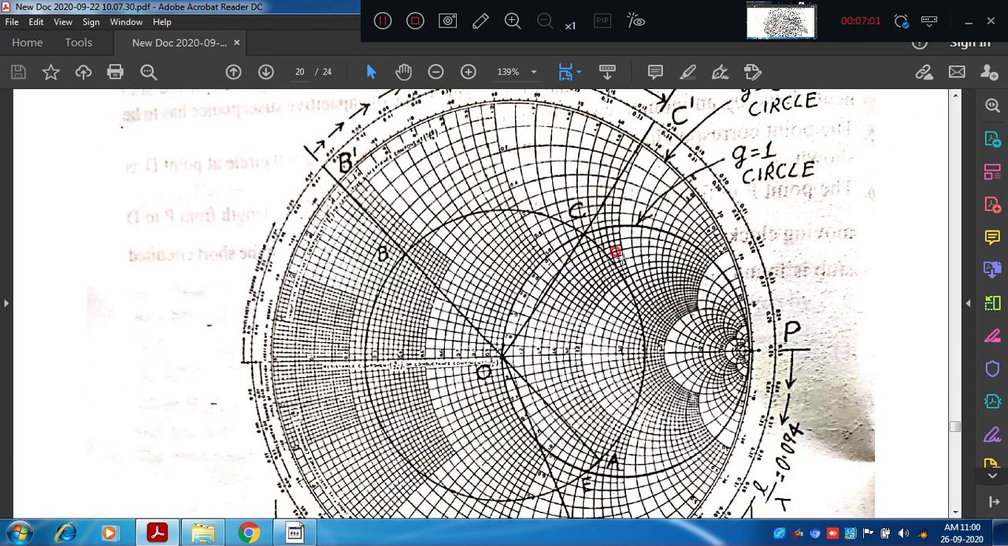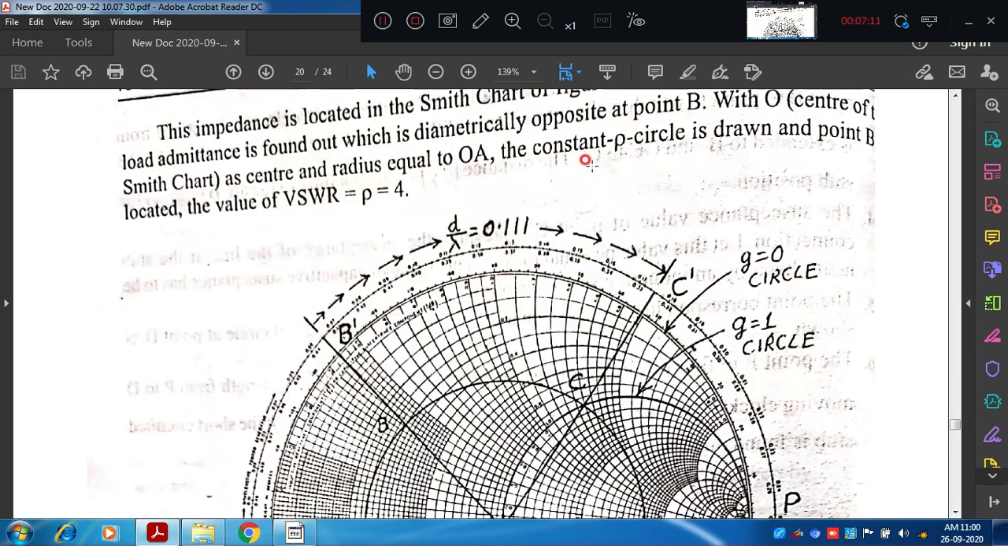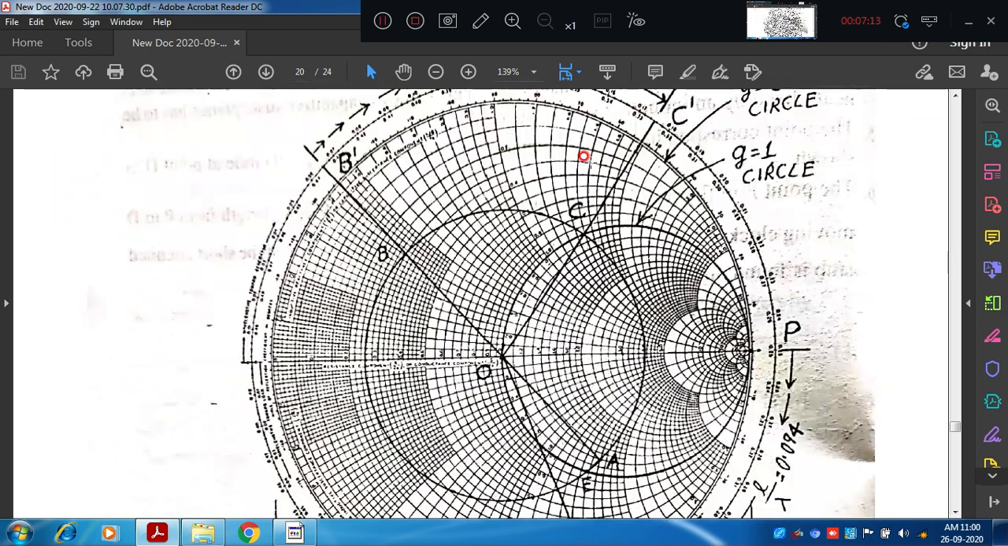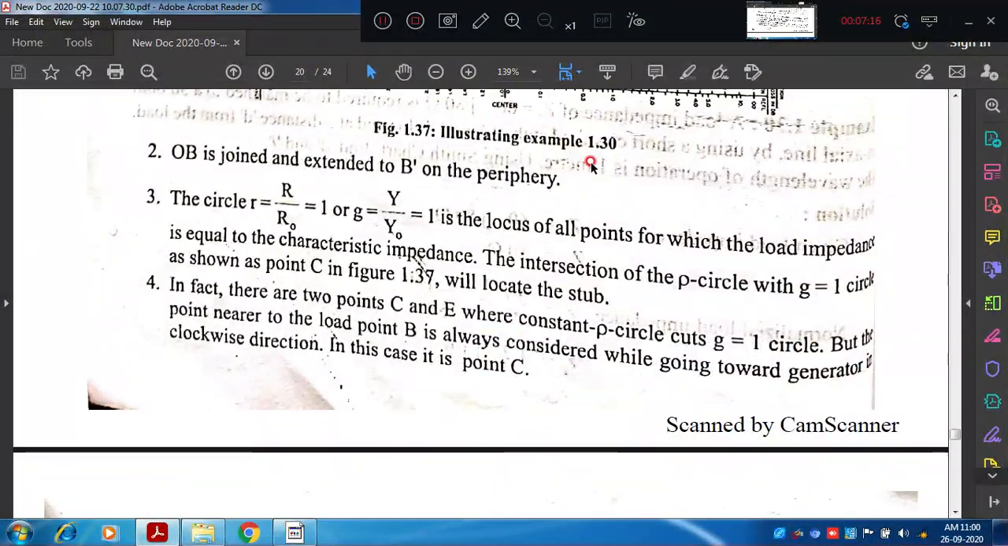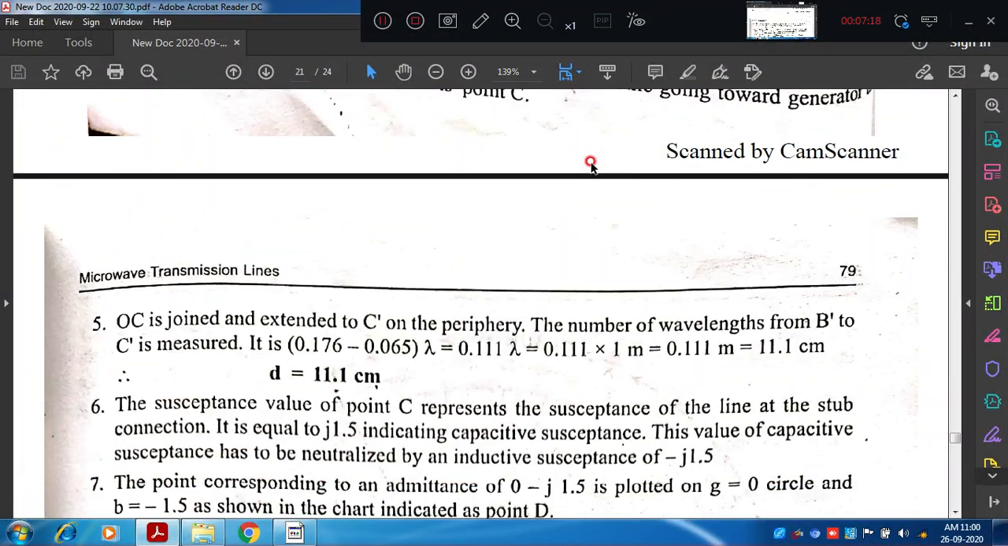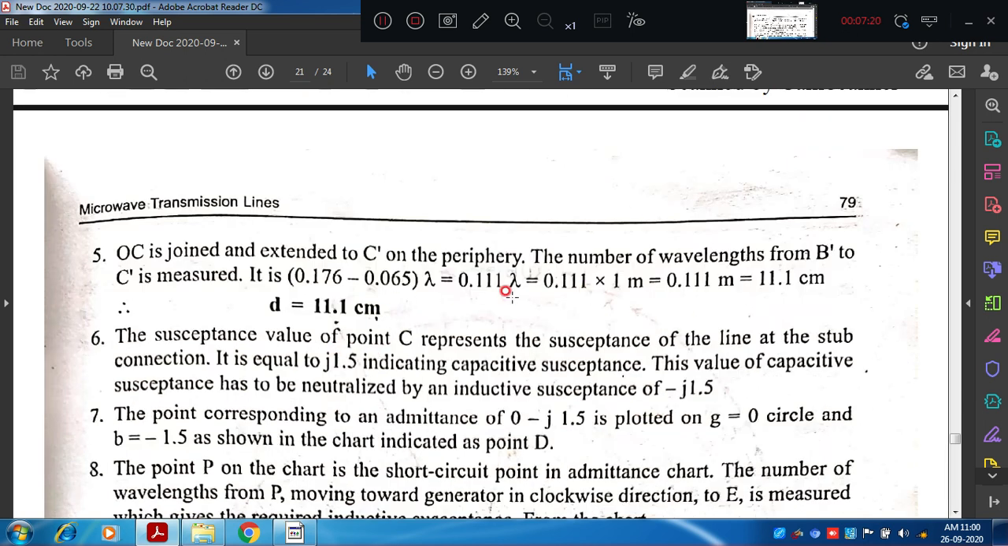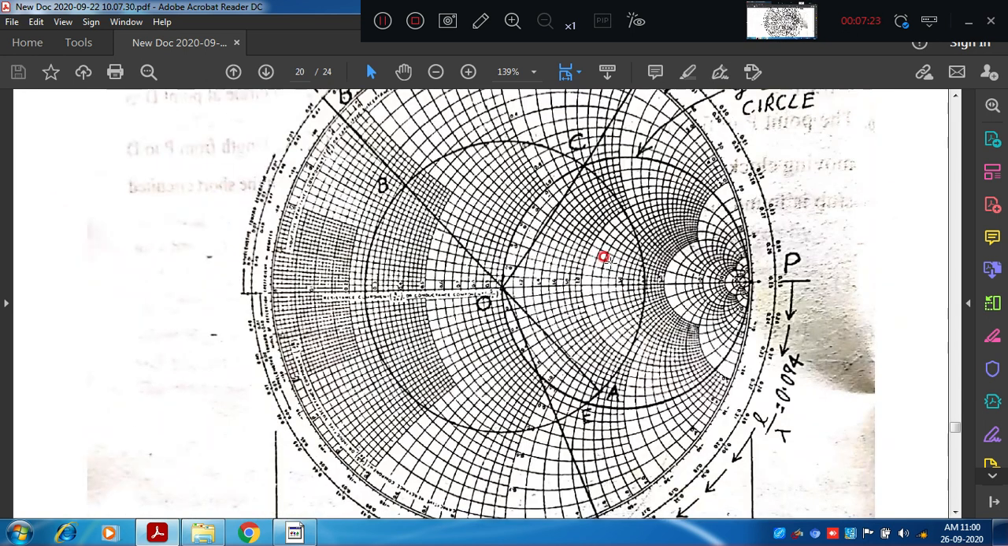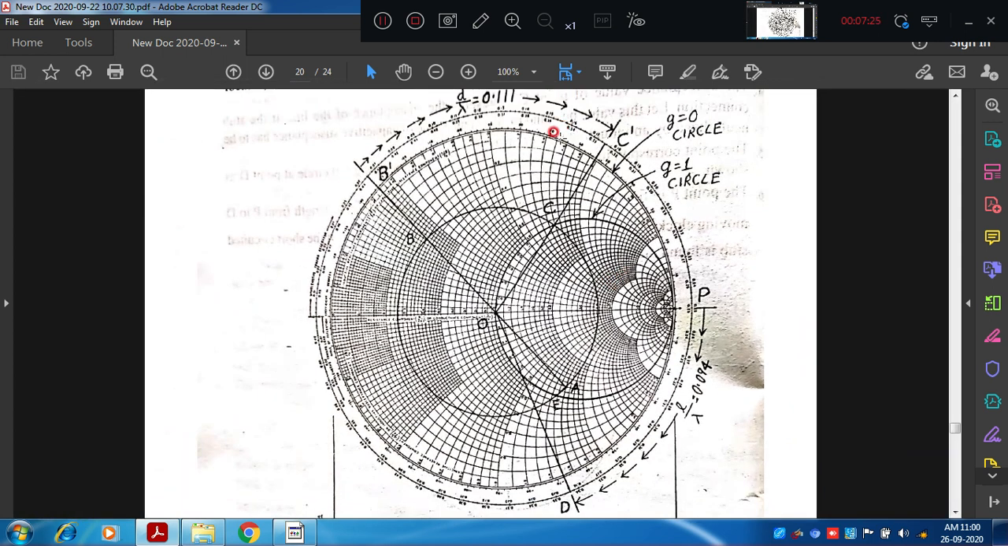Similarly, you can observe at point C, it has some arc value, which is capacitive susceptance, that is plus j. How much it is, we'll see here. It's plus j1.5, which indicates capacitive susceptance. To nullify that, you should see where exactly minus j1.5 will appear. Here it is. So draw the OD line, right?